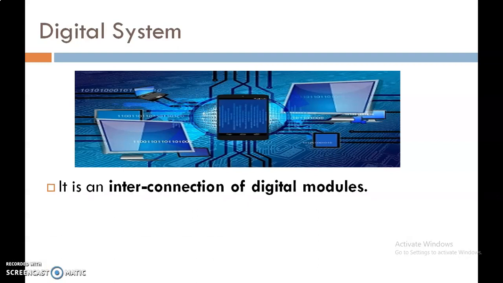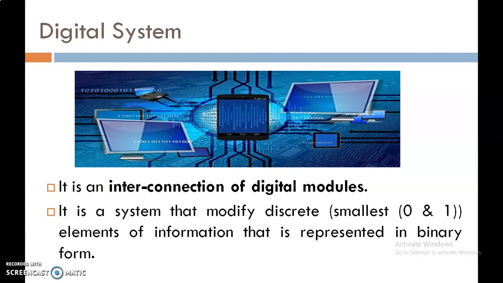Digital system consists of digital modules, and these various digital modules are interconnected with each other. It is a system that modifies discrete elements of information that is represented in binary form. The discrete elements are 0 and 1.